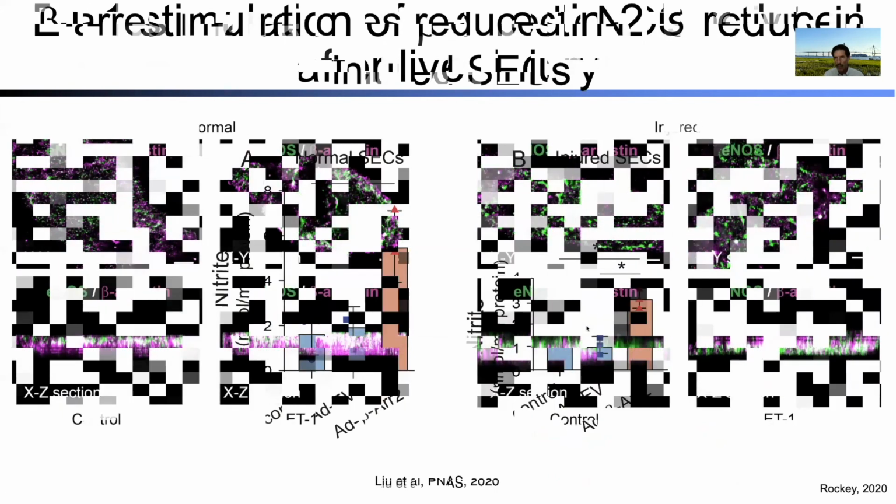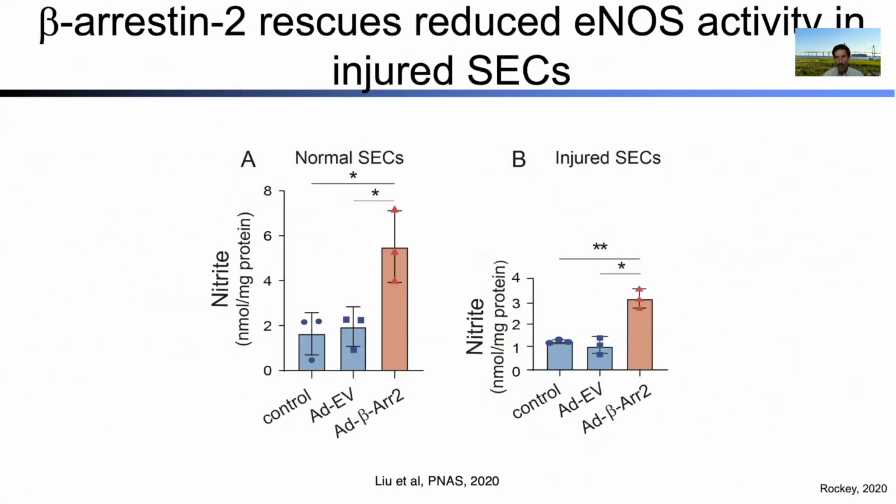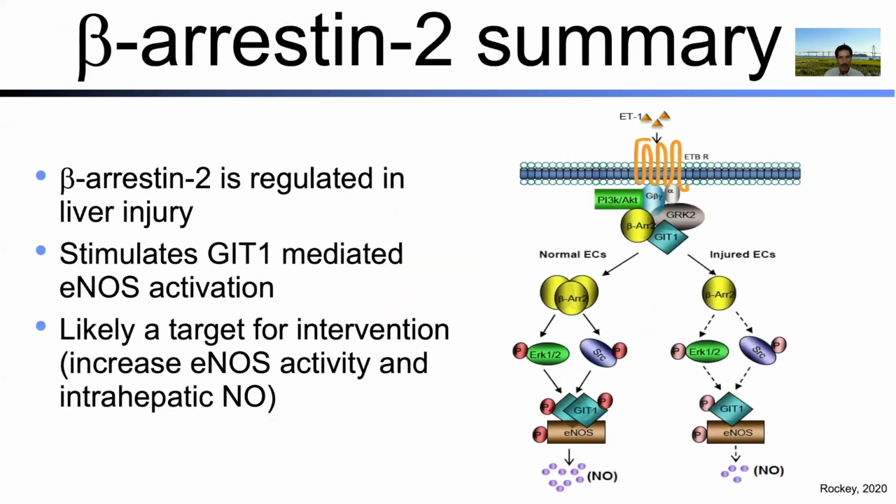I'm not exactly sure why my slides keep advancing mysteriously, but in the injured endothelial cell, you can see that there's an increase in NO production with this adenovirus expressing beta-arrestin 2. And in addition, you can rescue portal hypertension. So if you overexpress an adenovirus with beta-arrestin 2, you can reduce portal pressure in the injured liver.